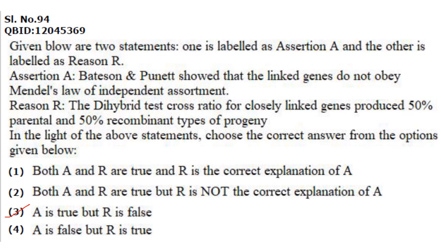Then next one. Given below are two statements. One is labeled as assertion A and the other is labeled as reason R. Assertion A: Bateson and Punnett showed that the linked genes do not obey Mendel's law of independent assortment. That is correct.